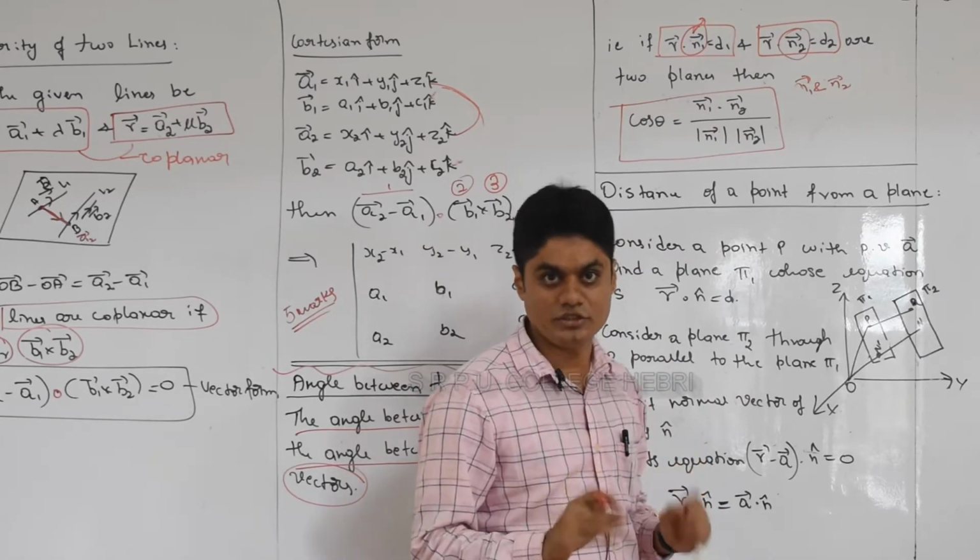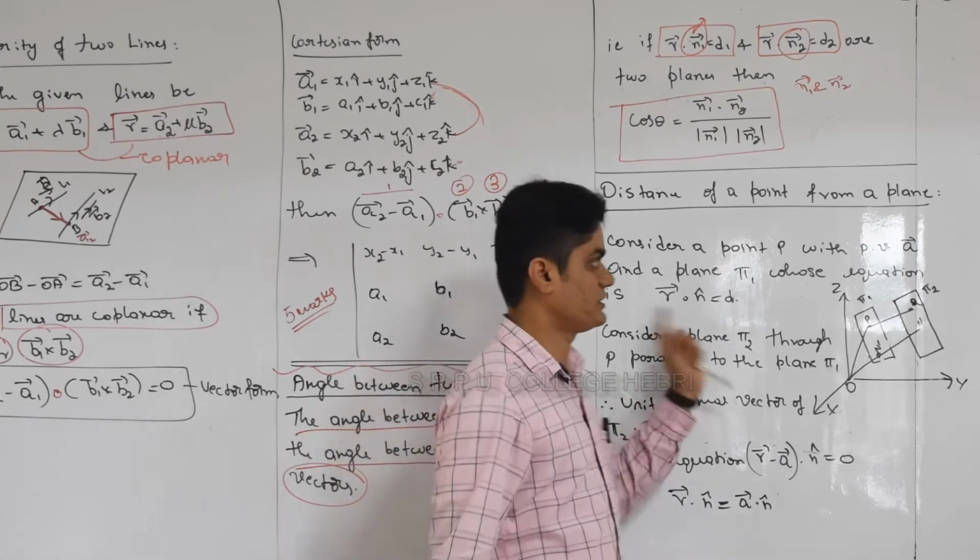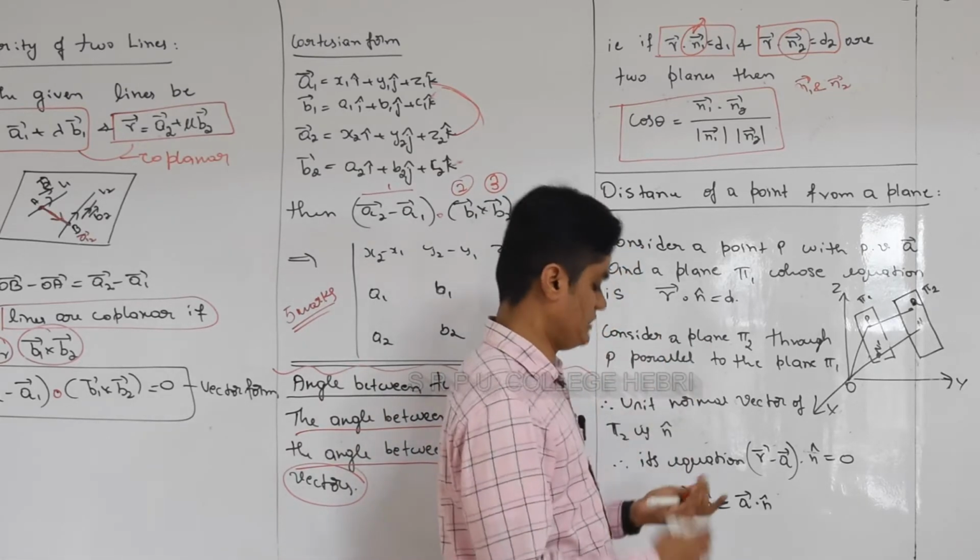I hope you understood: the angle between two planes is the angle between their two normal vectors. Right, next, one more concept.